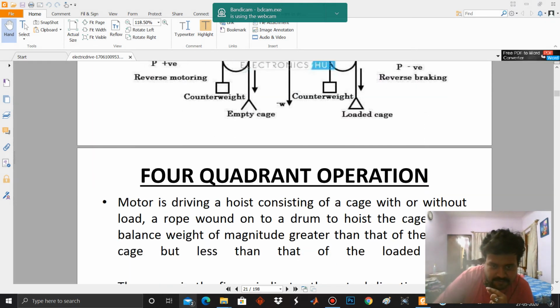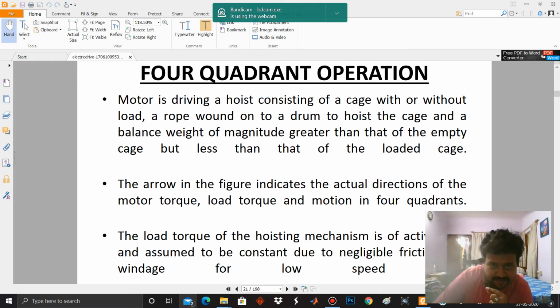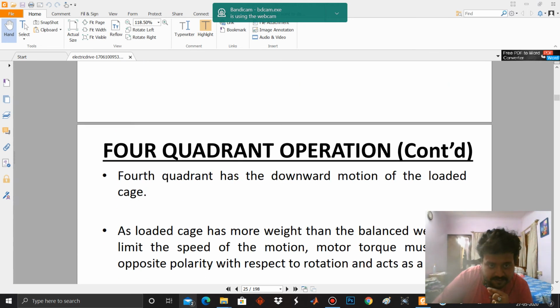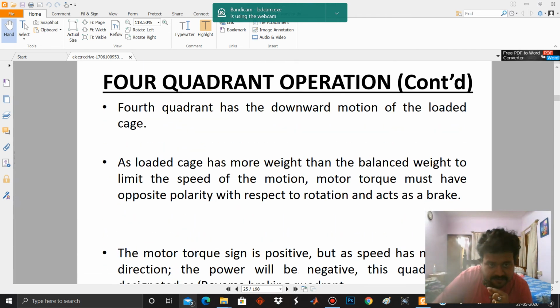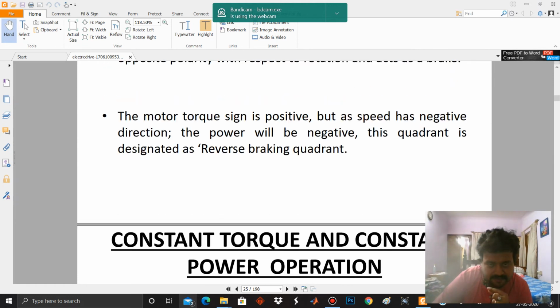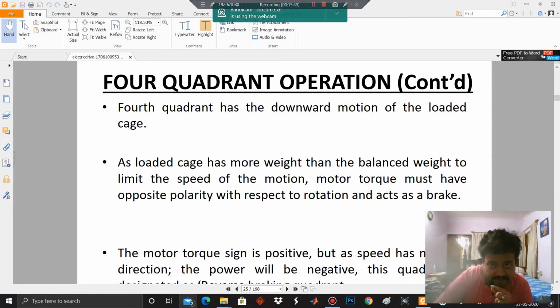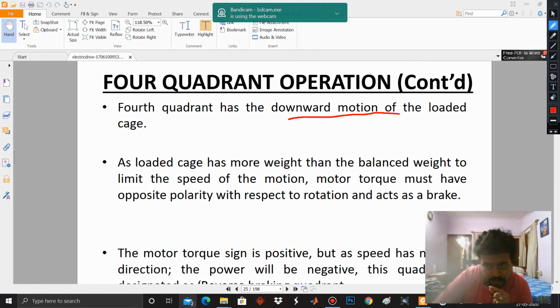So now let us take the fourth quadrant operation. The fourth quadrant has the downward motion of the loaded cage. As the loaded cage has more weight than the balanced counterweight, to limit the speed of motion, the motor torque must have opposite polarity with respect to the direction of the rotation and act as a brake.